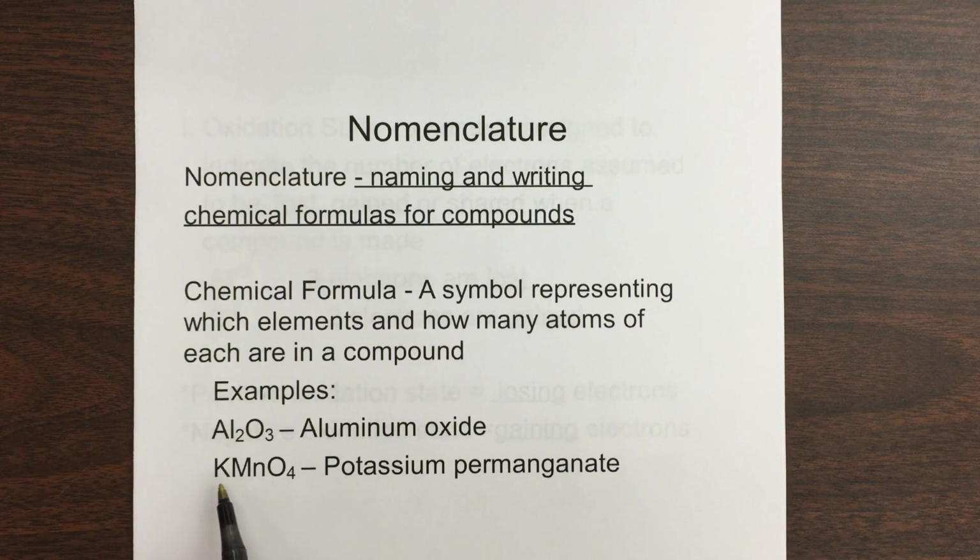In this one, we have 3 elements. We have a potassium, 1 manganese, and 4 oxygens. This forms what's called potassium permanganate. And throughout this section, you will learn the rules for writing the names of these compounds based upon the formulas, and vice versa, being able to write the formulas from the names.